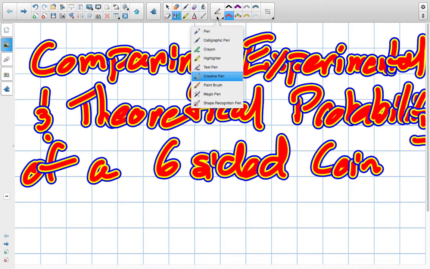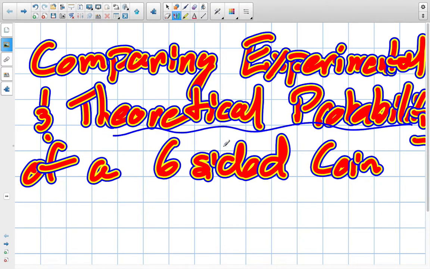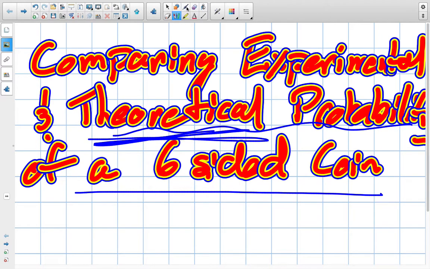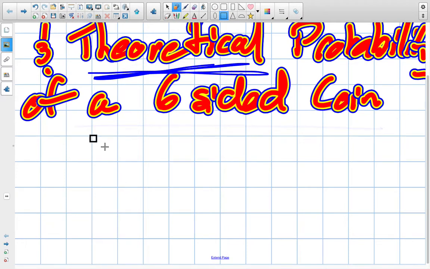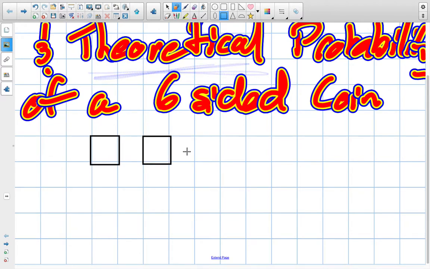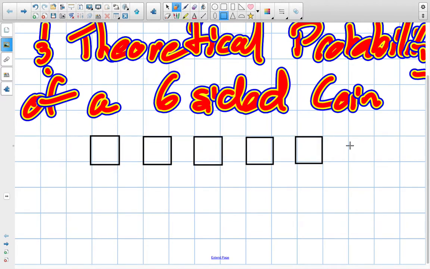We're going to compare the experimental probability and theoretical probability of a six-sided die. So first we're going to look at the theoretical probability. A six-sided die, like it says, has six sides to it. It's essentially a cube if you're unfamiliar with them: 1, 2, 3, 4, 5, 6. And there's usually a dot to represent a number value on it.